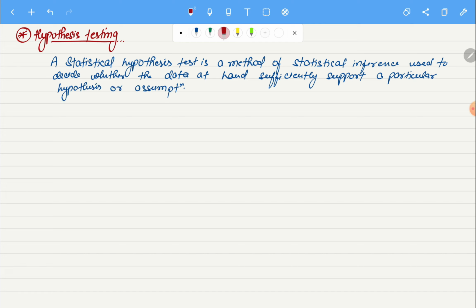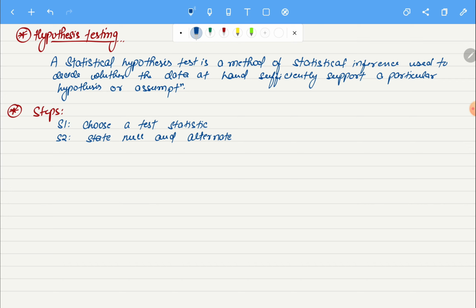Now let's see what are the steps involved in hypothesis testing. The first step is to choose a test statistic. It can be mean, median, mode, range, interquartile range. So we discussed about all these things in the starting of the series. So it can be anything. After that, in the second step, we need to state our null hypothesis and alternate hypothesis. After that, we need to decide the level of significance. So we will discuss about all these things in detail.